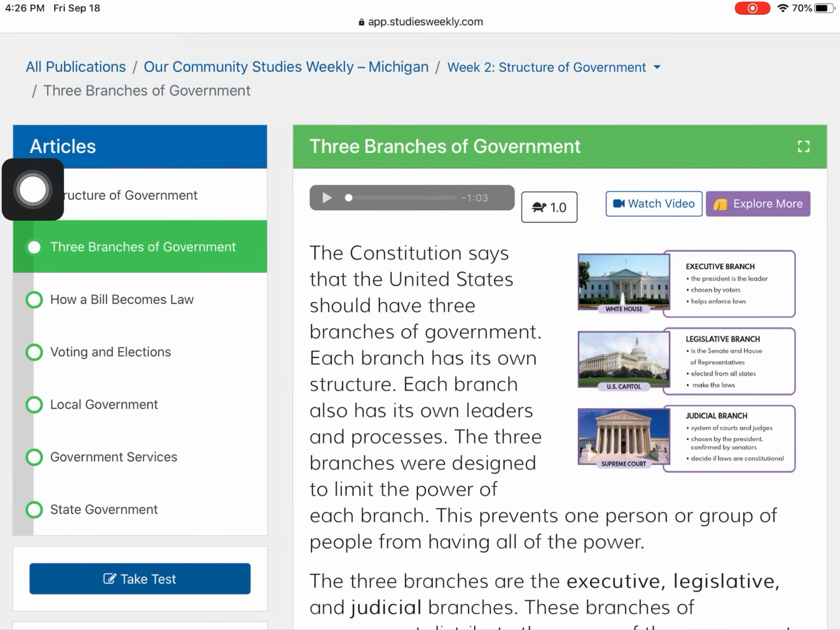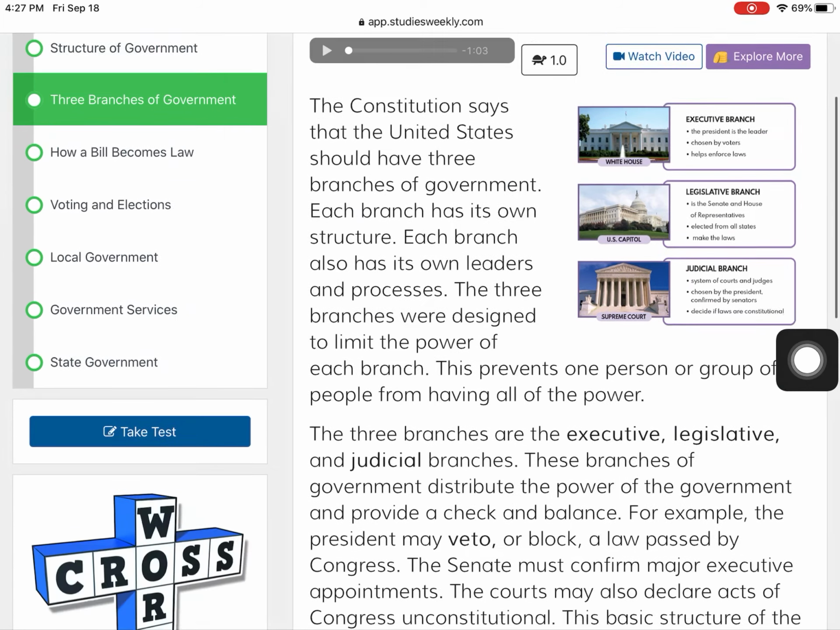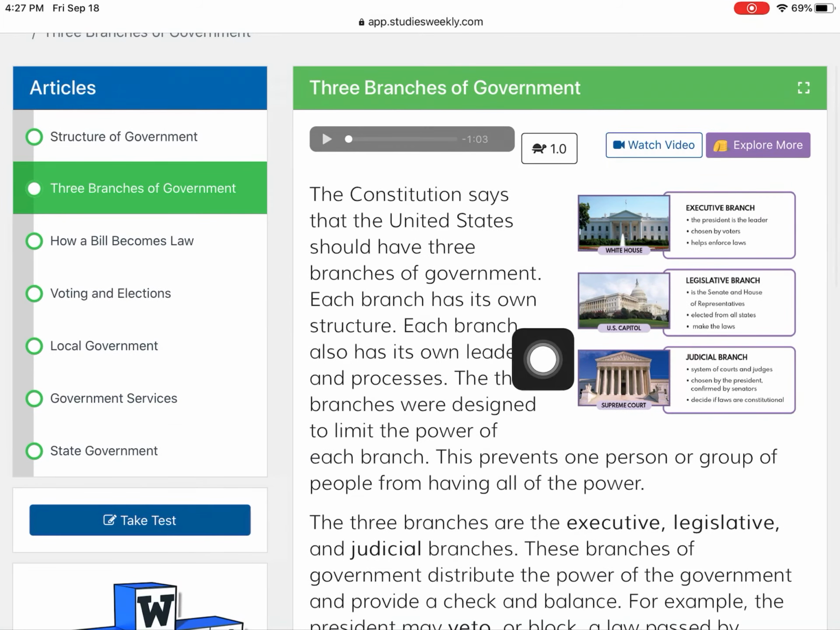Government. Yesterday, we did the structure of government. Today, we're moving on to 3 branches of government. I am going to go ahead and read this passage for you.